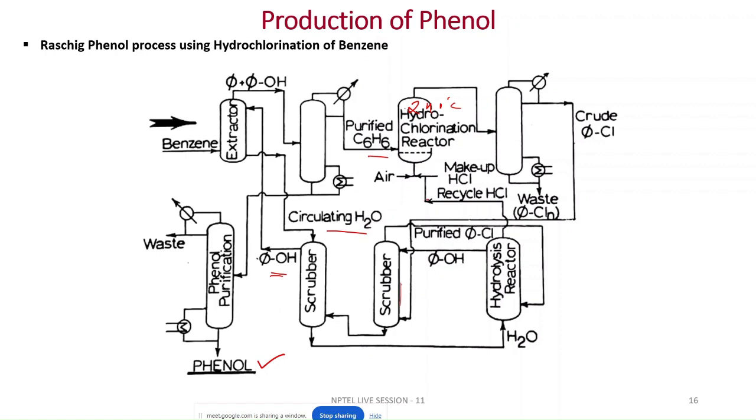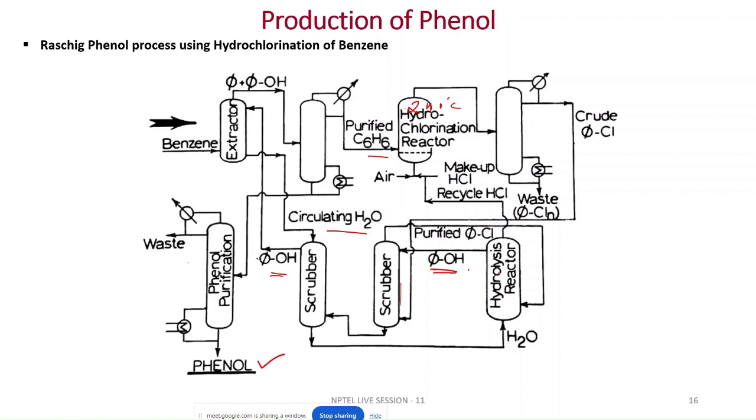And here, in the hydrolysis reactor that we discussed, the monochlorobenzene is fed to the hydrolysis reactor, where we get HCl as a byproduct and phenol as the main product.